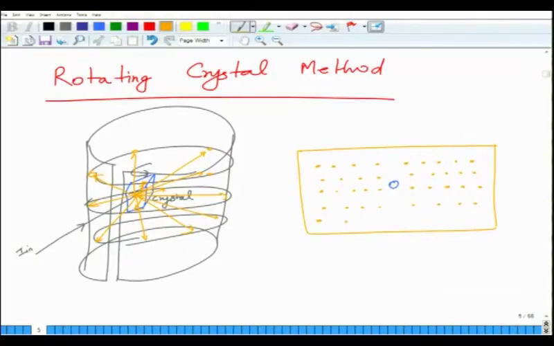Depending upon the plane spacing and diffraction, you will have these, and this is the transmitted beam.